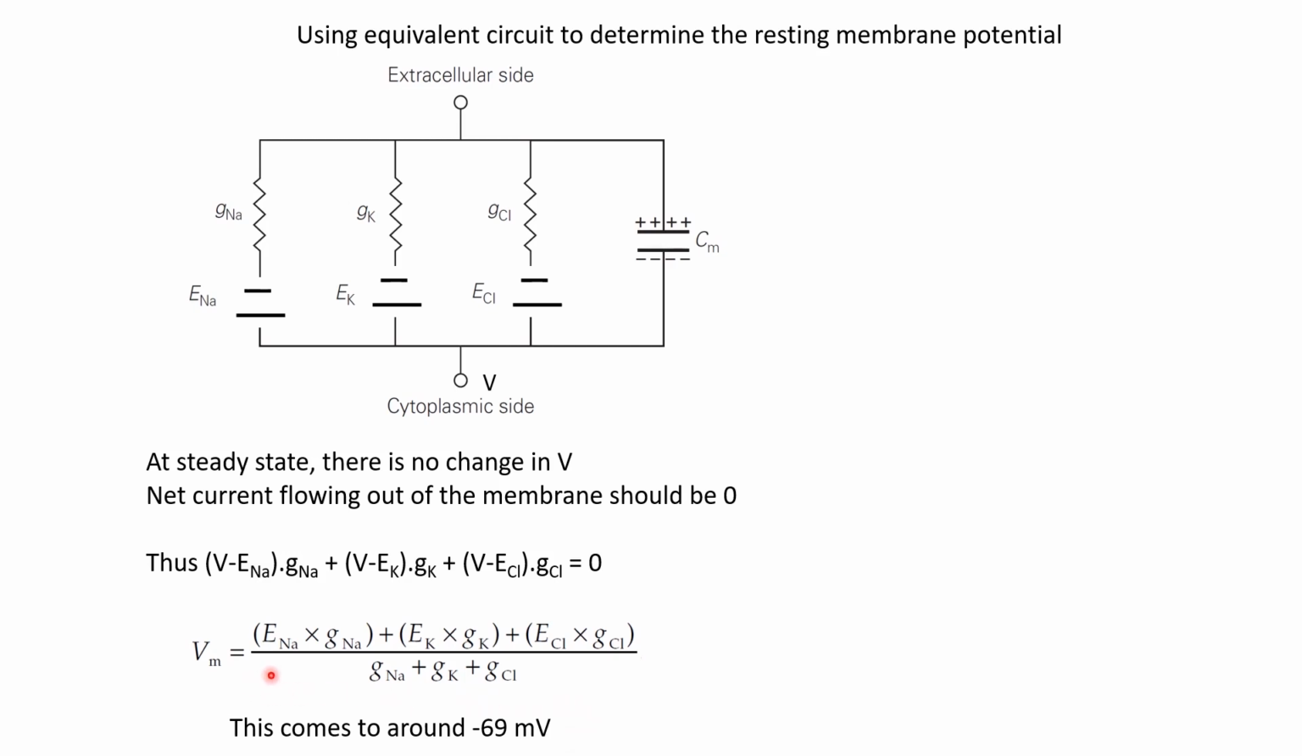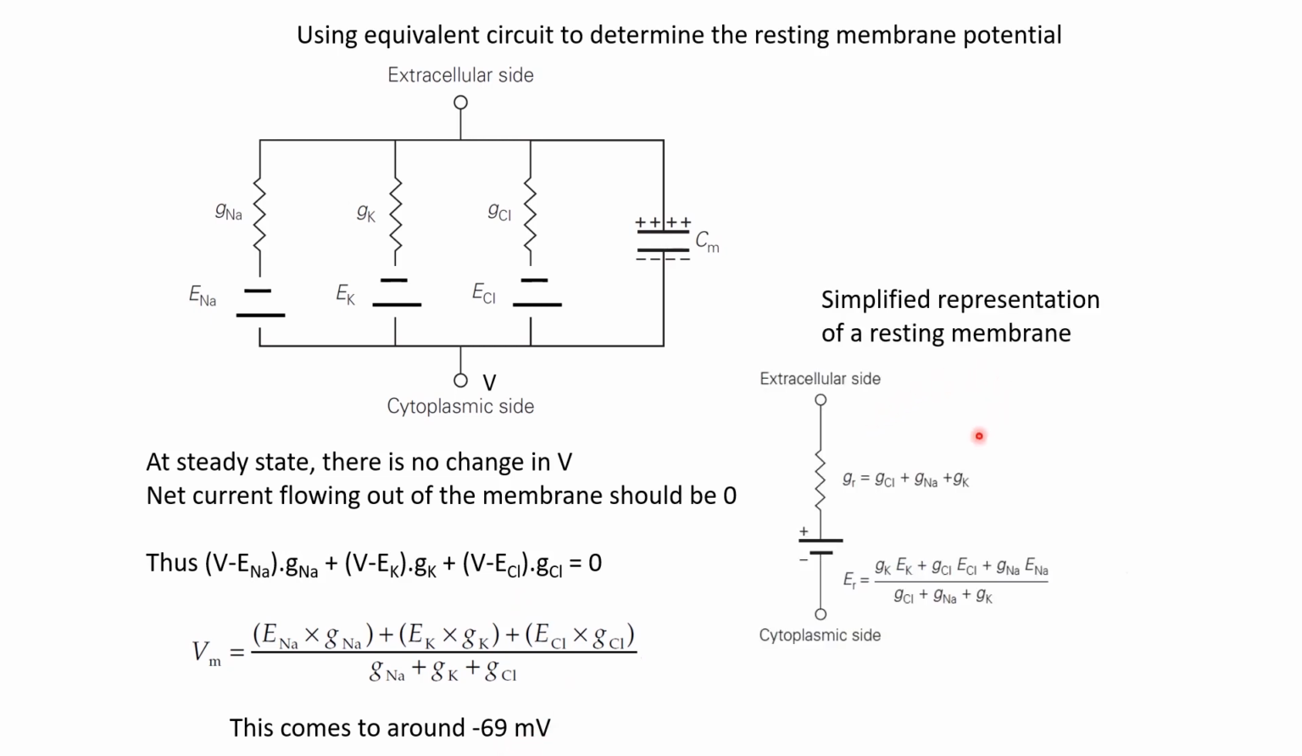So you can see that this value is sort of an average, but it is not simply the average of these three values. It is not ENA plus EK plus ECL divided by 3. Rather, it is the weighted average, and it is weighted by the conductance. So if conductance of potassium is higher, then this final voltage will be closer to the potassium's equilibrium potential, and so on. And as we know that the conductance of potassium is highest in the resting state, it is not surprising that this value comes closer to the equilibrium potential for potassium.